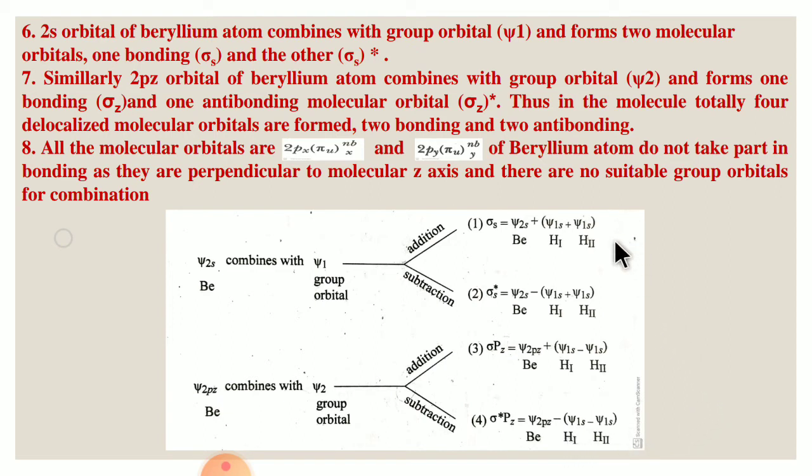So a total of 4 molecular orbitals are formed by the combination of 2 beryllium atomic orbitals with 2 ligand group orbitals. But the 2px and 2py atomic orbitals of beryllium remain as they are, because they cannot take part in the formation of molecular orbitals because of the unavailability of the ligand group orbitals.